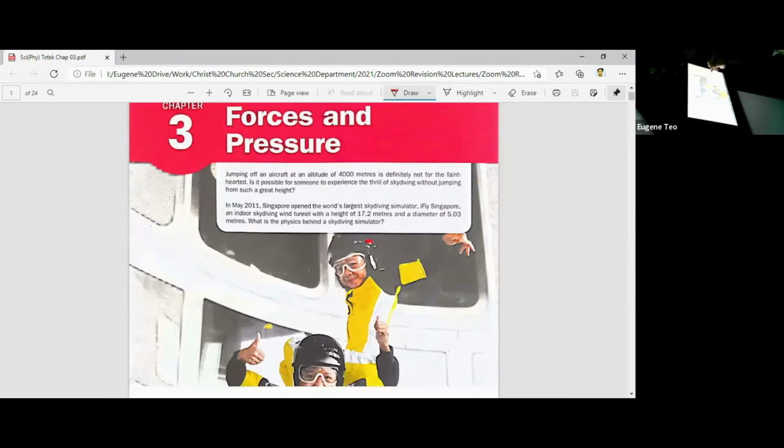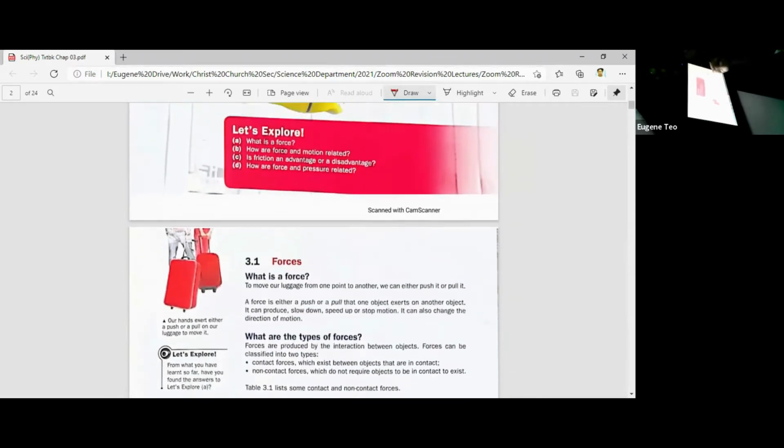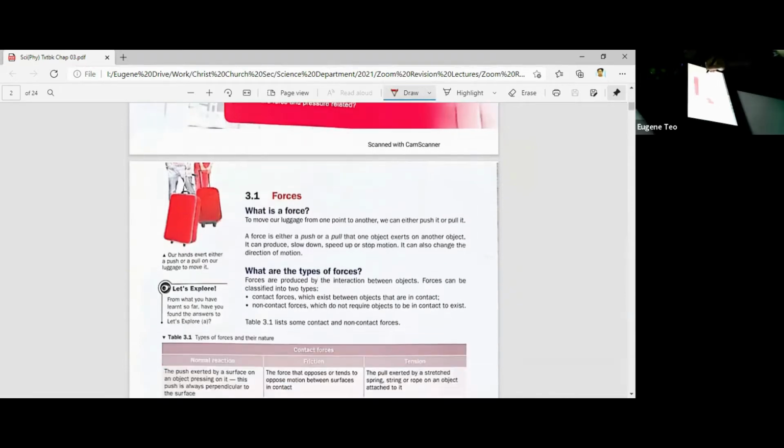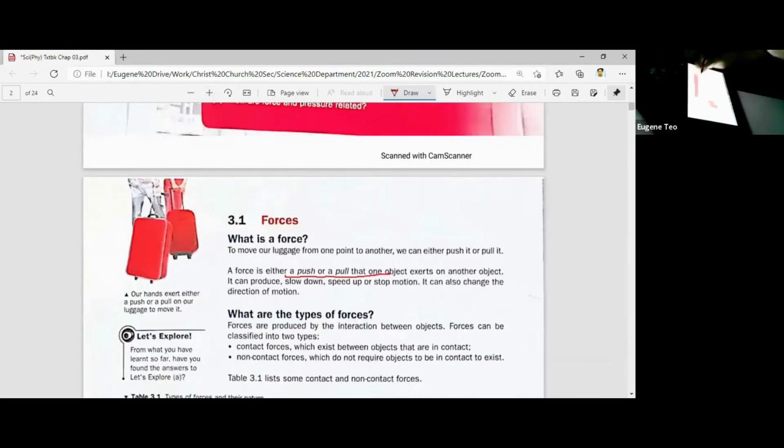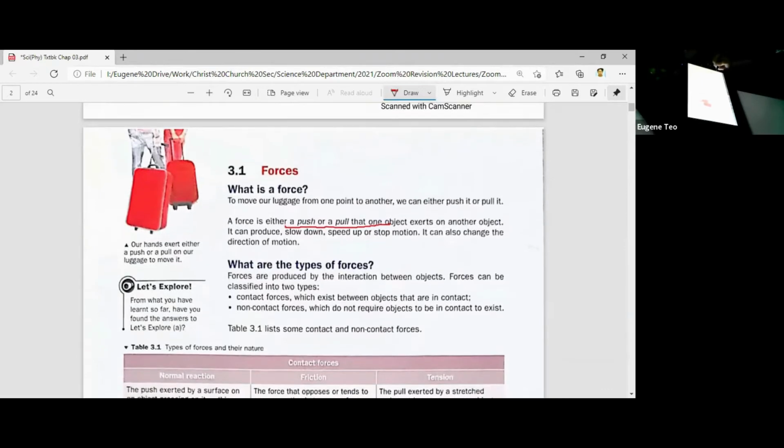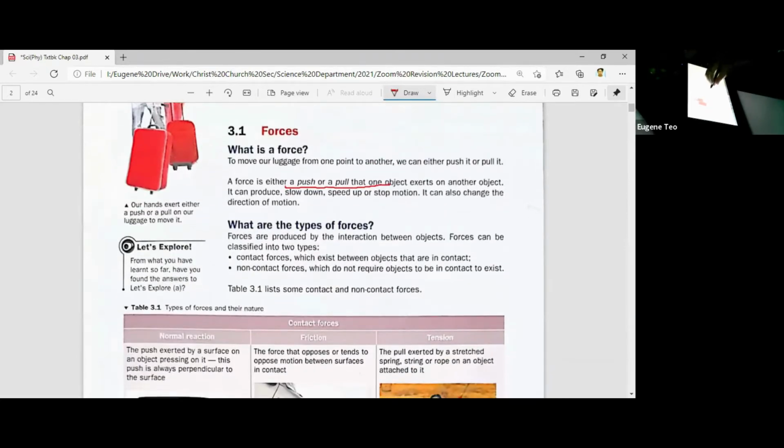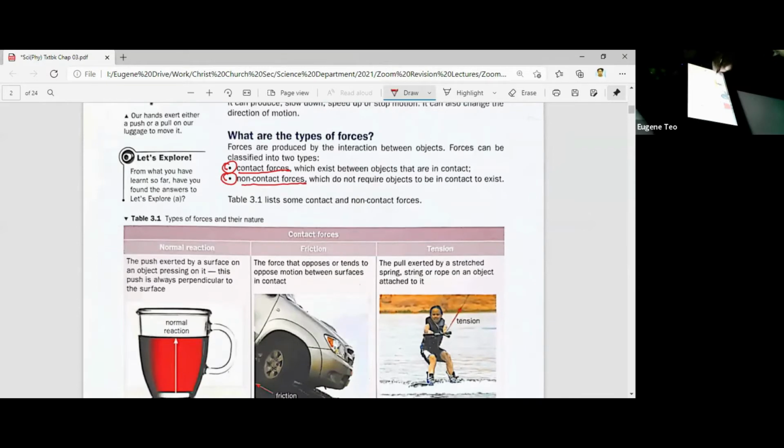Okay, so forces and pressure. Let's go straight to the first one. In 3.1, we're going to learn what forces are. Forces are either a push or a pull which an object can exert on another. What are the two types of forces that we can classify them into? One is called the contact force. The other one is the non-contact force. All forces can be classified into contact forces or non-contact forces.